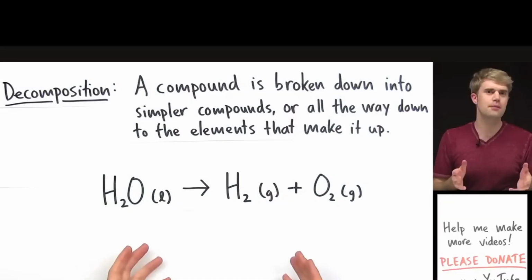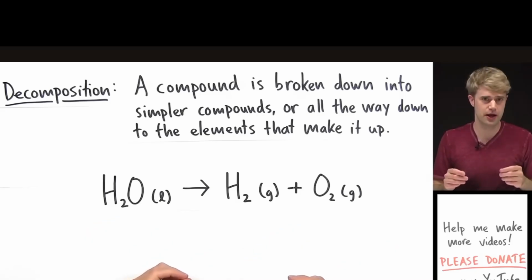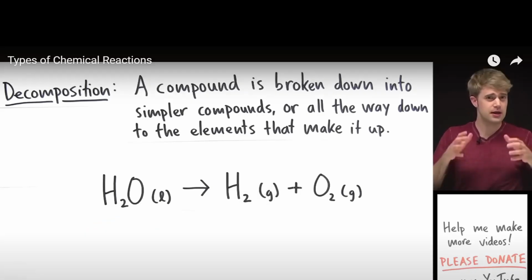Let's move on. A decomposition reaction is kind of the opposite of a synthesis reaction. So a compound is broken down into simpler compounds or all the way down to the elements that make it up. And you can fill in the products. You'll notice that we have hydrogen and oxygen, which are diatomic elements, and so when they're on their own, they have to be written as H2 and O2.